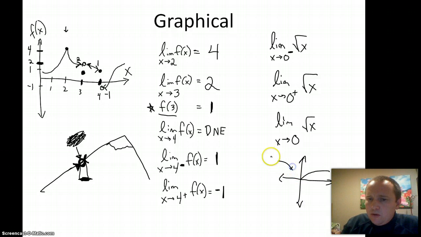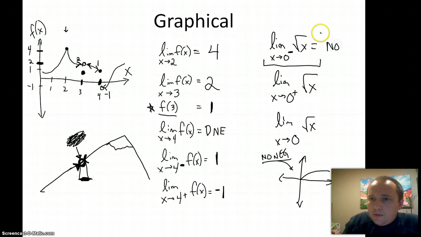It's very important that you realize this, that it has no negative values. Its domain does not allow it. So can I take the limit from the left? Nope. So I would say it does not exist. It doesn't exist. How about from the right? What does it approach? 0.